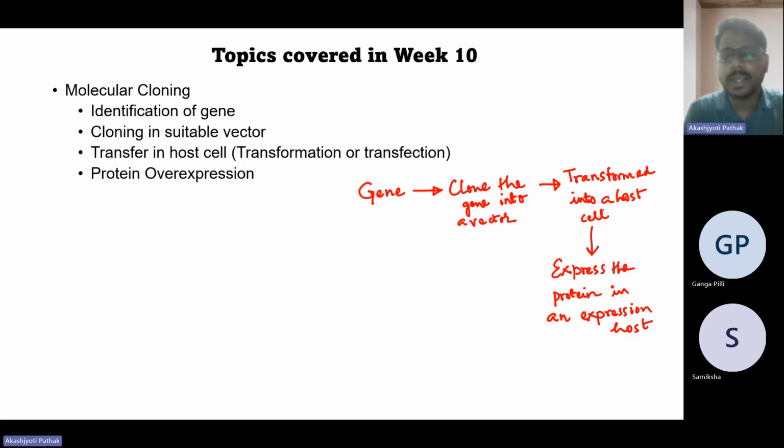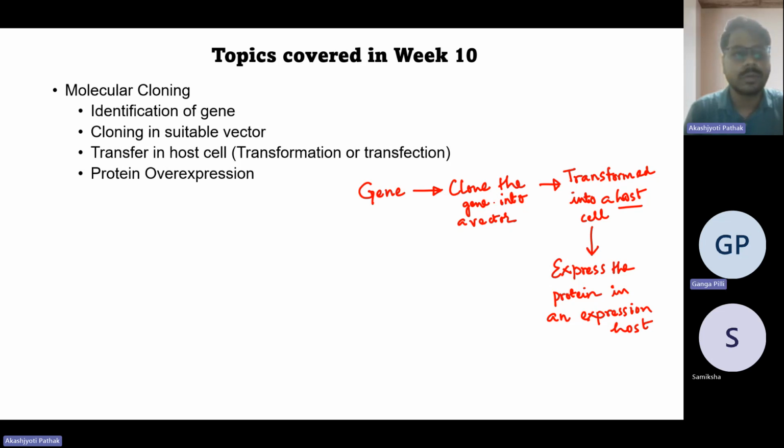And the host cell can also be of different types. It can be a bacterial cell, a yeast cell, or a mammalian cell. If you are cloning in a mammalian cell, you will need a mammalian vector. You cannot clone your gene in a plasmid vector and then transform it in a mammalian cell. There are different types of mammalian cell vectors that you have to use.